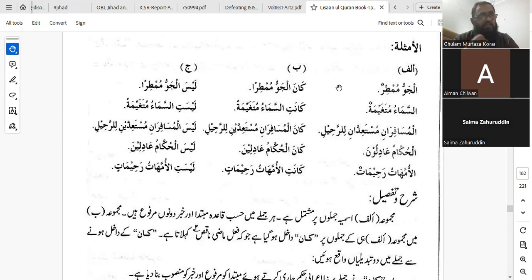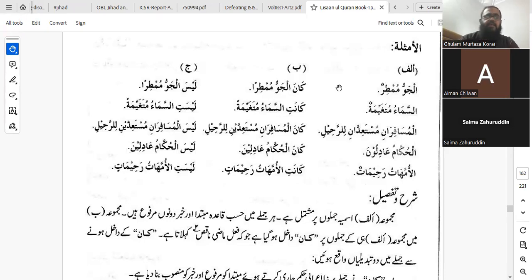Okay, laysa. Laysa is also what? Acha, one more thing. Kana, yakunu and kun. Kana has the past form and it also has the muzare form, yakunu, and kun, like you have read in the Quran many a times. Kun fayakun, right? Kun is what? What fi'l is it? Amr. Amr, very good. So it has three forms. Kana, it is madi; yakunu, muzare; and kun, it is amr.